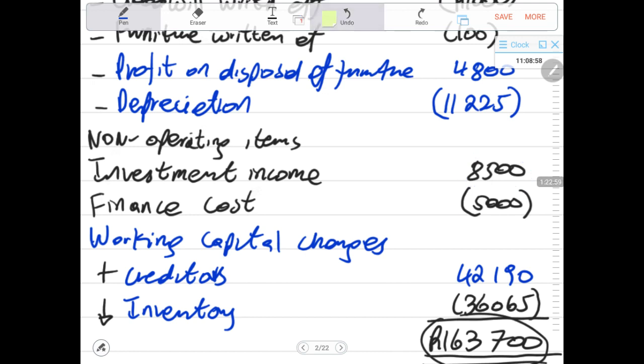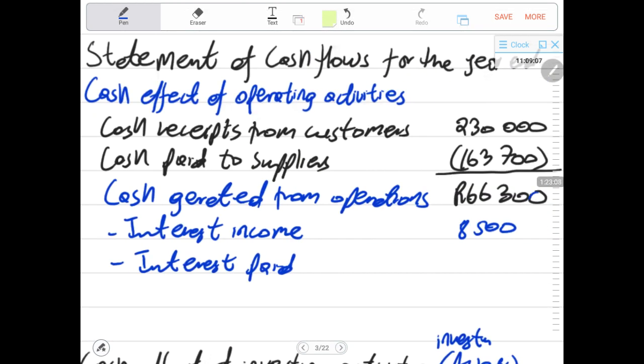Now, if let us say 500 of the interest income was accrued, meaning it was not yet received, then when we do cash flow, we only record the amount that was received. Then we'll only record 8,000 here. In the income statement, we record the amount that was supposed to be received, and we acknowledge that as it is. But in the cash flow, we deal with the part that was received or the part that went out.